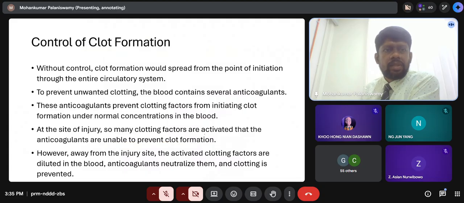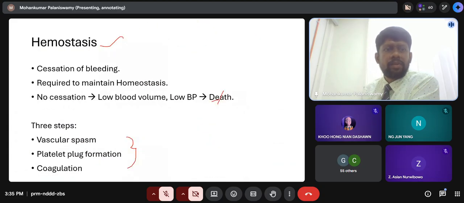So this is about hemostasis. We saw vascular spasm, that is the blood vessel goes for vasoconstriction. Then platelet plug formation, that is at the site of injury, platelets come there and settle down and form the plug. Finally, the coagulation factors are activated and hence the RBC, WBC, platelets are trapped in the fibers.